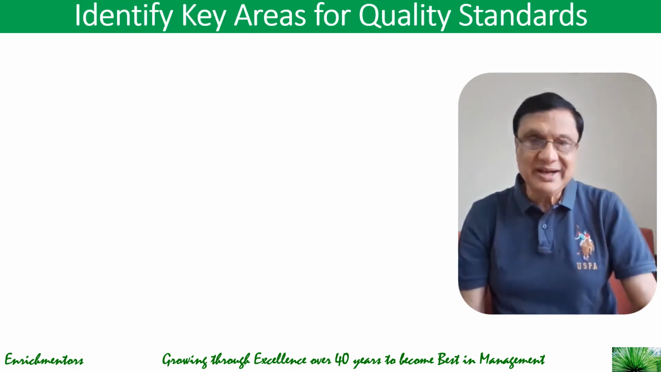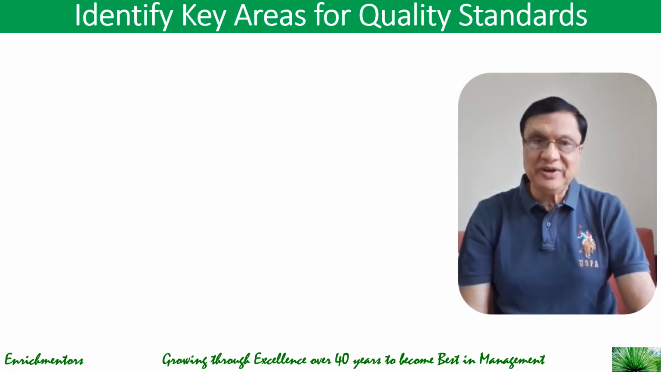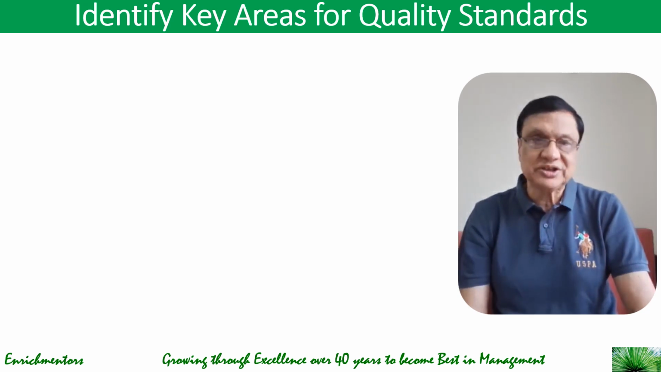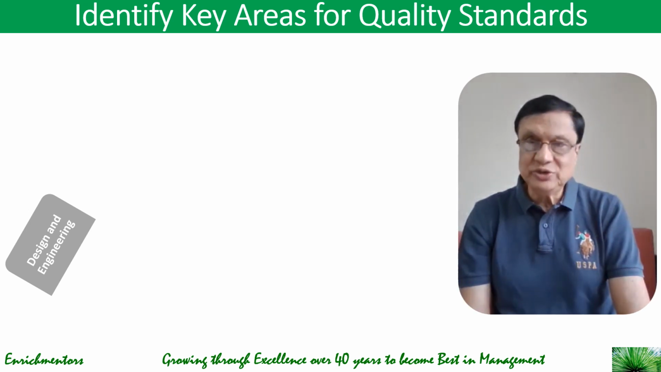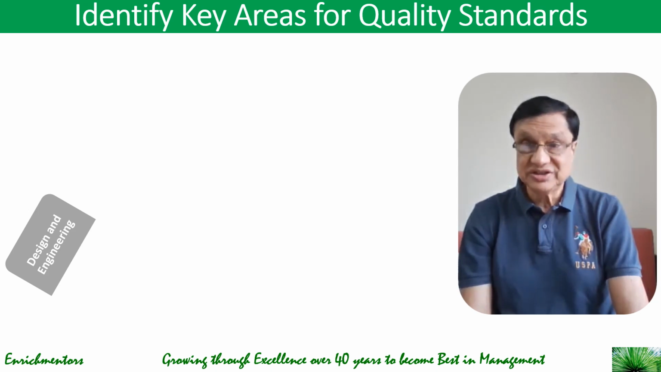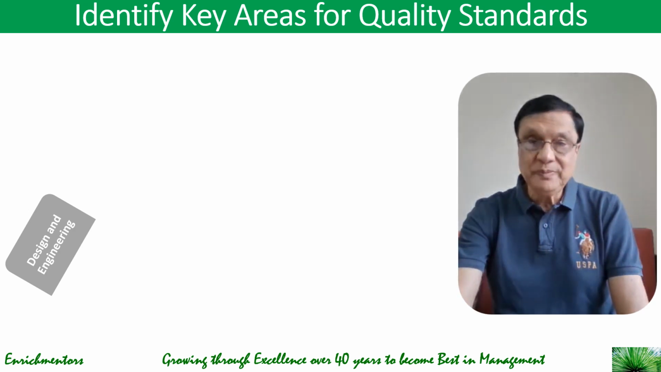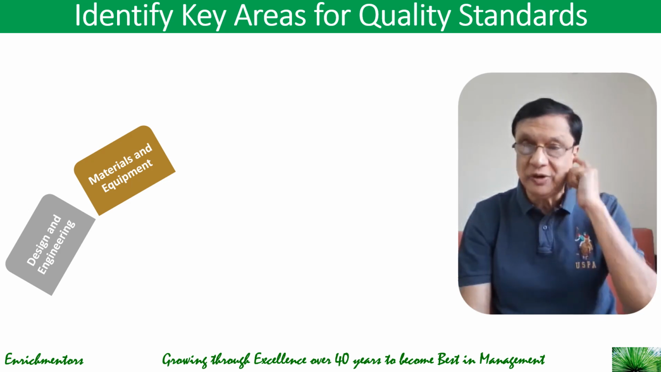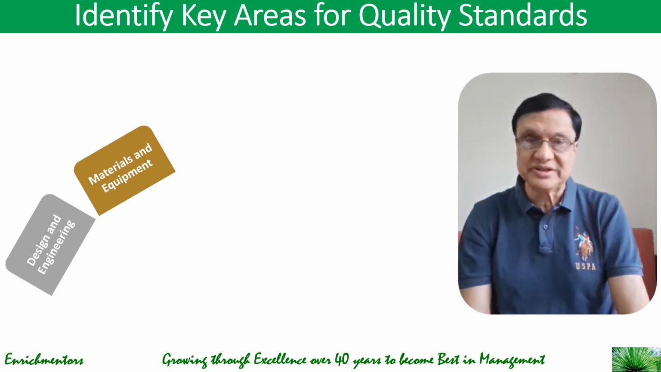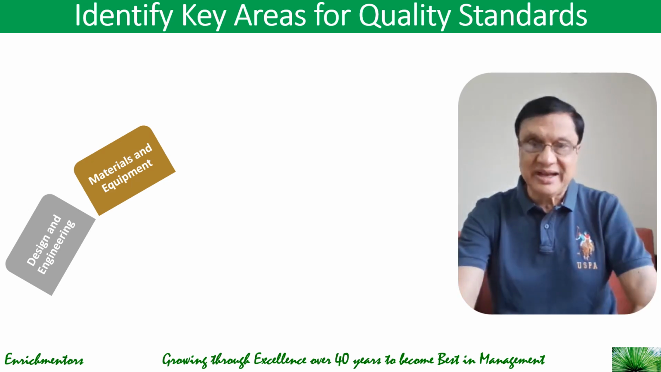Once you understand the standards and benchmark definitions, then what you need to look at in the project is to identify key areas where you would set quality standards. Typically, what are they? You could be setting up, in design and engineering, standards where you specify material properties, design tolerances, and construction techniques. That could be a standard in quality. Then the second would be materials and equipment, where you could define acceptable specifications for procurement of these materials and equipment and how to use them. So there could be quality standards in that area also.